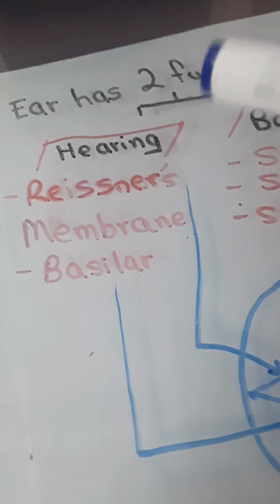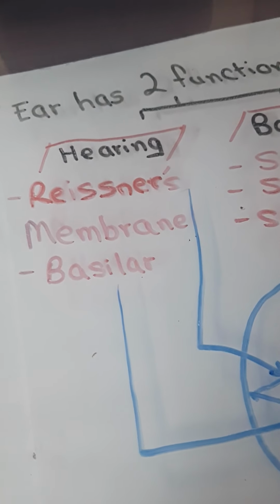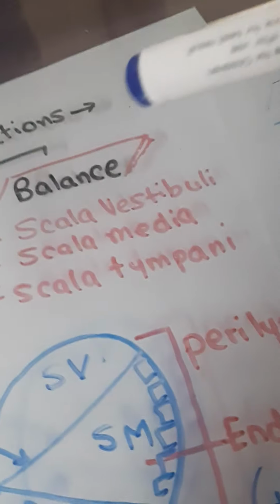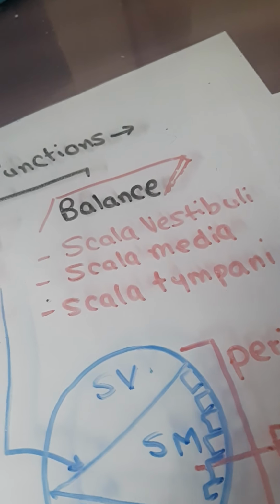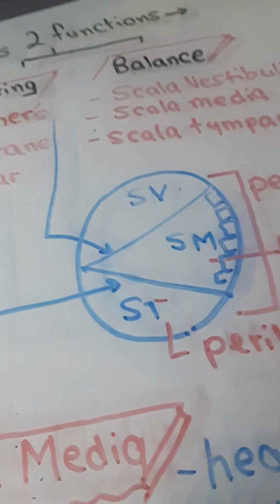So for hearing, the structures which are important are Reissner's membrane and basilar membrane. Both of them are present in your inner ear. The details I'll be explaining in the diagram below. And the compartments are scala vestibuli, scala media, scala tympani. So diagrammatically, I'll represent this.